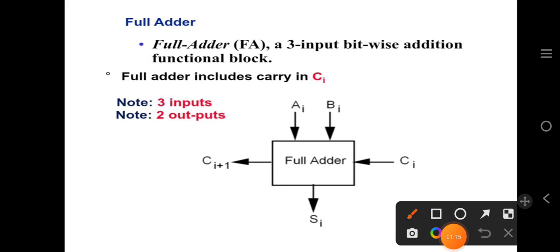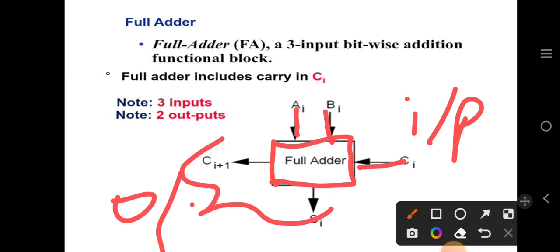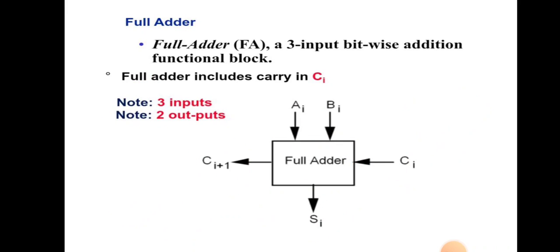In this diagram you can see a full adder where A, B and Ci, these three are the inputs, and these two are the outputs. Thus we have noted that there are 3 inputs to a full adder and 2 outputs. Two inputs are Ai and Bi, and the third input is Ci, also called the carry input. Ci plus 1 and Si are the outputs of this full adder.